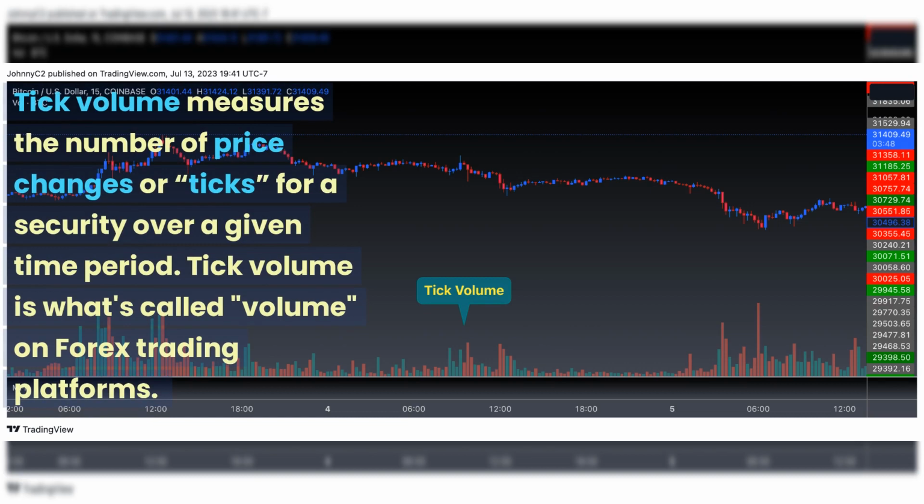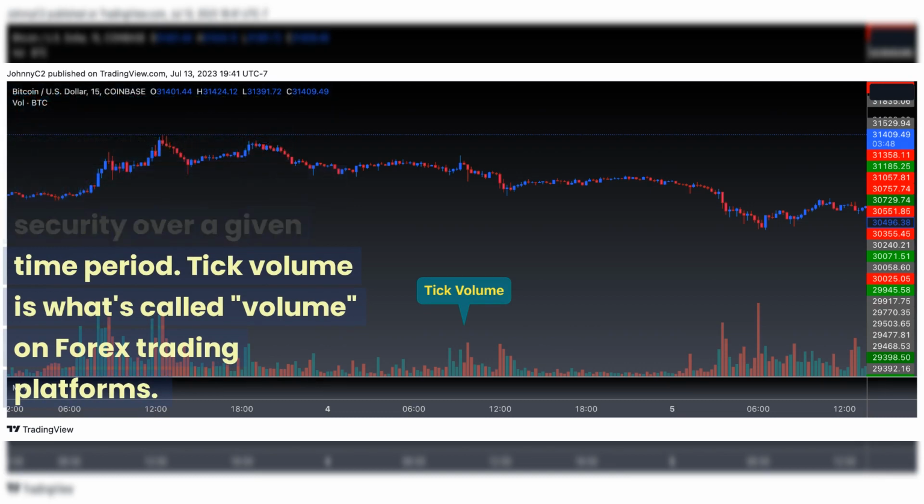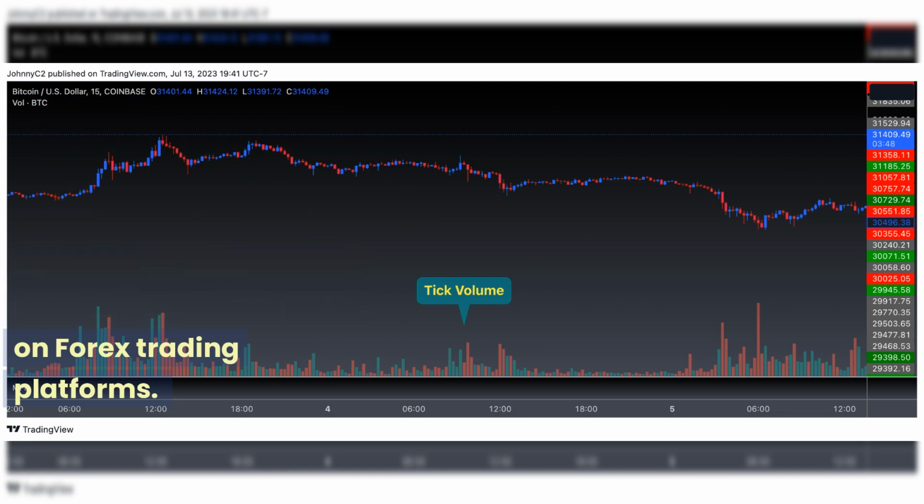Tick volume measures the number of price changes or ticks for a given asset over a given period of time. Tick volume is what's called volume on Forex trading platforms. It's not real volume, it's again just the number of price changes.